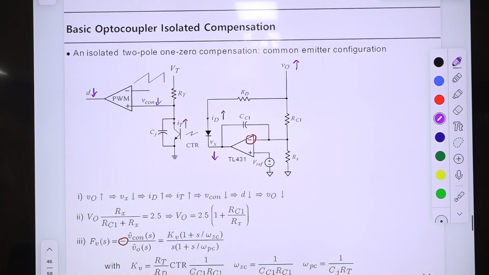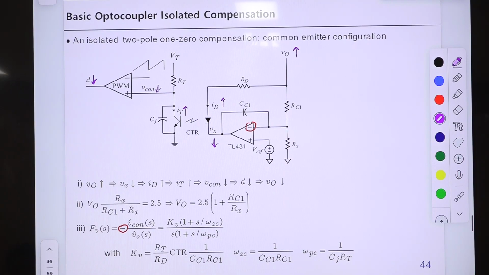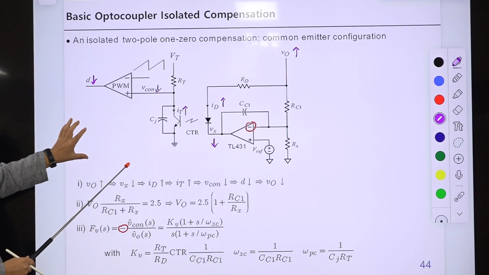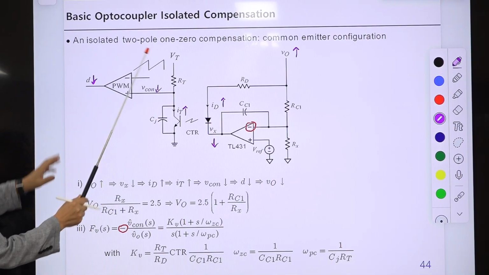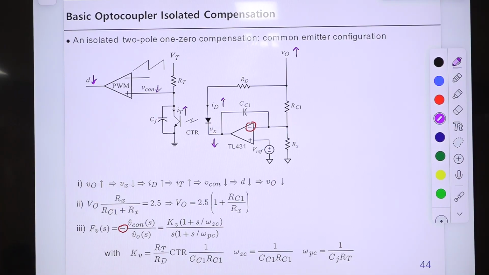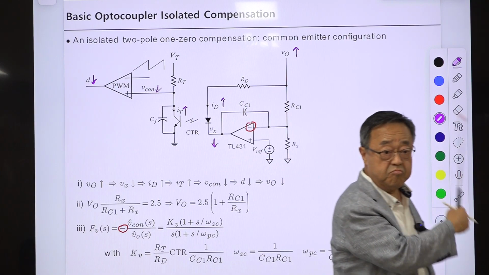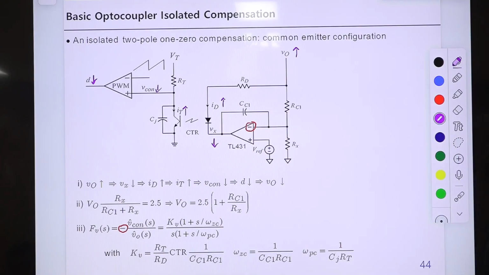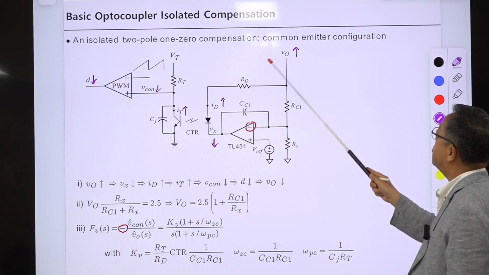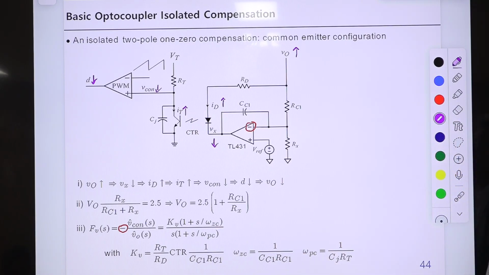We went through this already: the basic optocoupler isolated compensation. We have this configuration, which is the simplified version. Later on, I'll show some details about this. This is the basic structure, called the common emitter configuration. It has some limitations, and there is also a common collector configuration that has limitations, but this one is more popular. The emitter is grounded, so they call it the common emitter configuration.